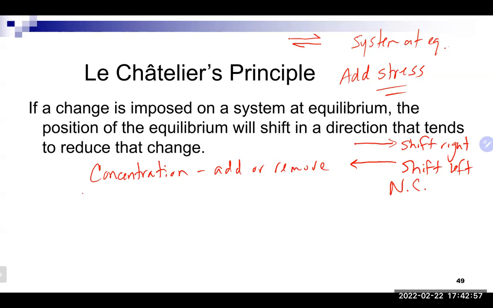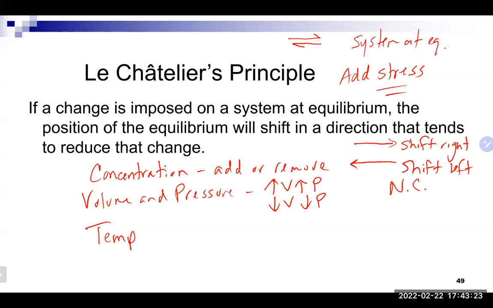When we talk about volume and pressure, they sort of go together. We could either increase the volume, increase the pressure, or vice versa, decrease the volume, decrease some pressure. And those things will cause some changes to occur in most cases. The other thing is temperature, another stress that we commonly can apply, which means we could either increase the temperature or decrease the temperature.